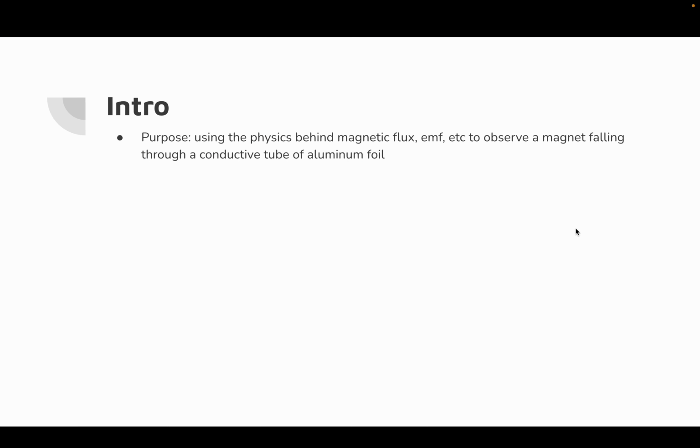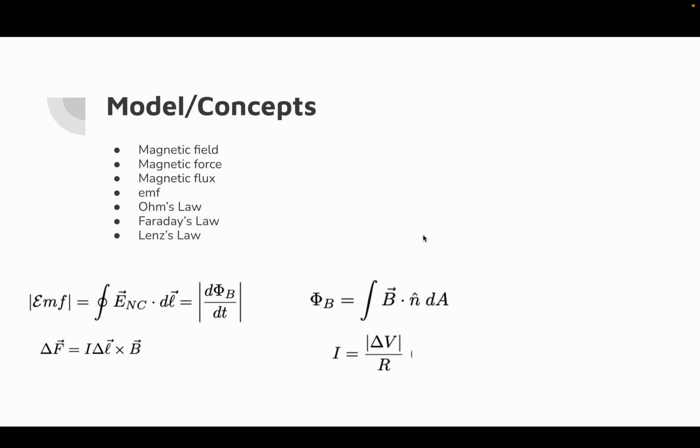The introduction is that the purpose of this experiment is to use the physics behind things like magnetic flux, EMF, and so on to observe a falling magnet through a conductive tube of aluminum foil. Several models and concepts come into play here: the magnetic field, the magnetic force, magnetic flux, EMF, Ohm's law, Faraday's law, and Lenz's law.